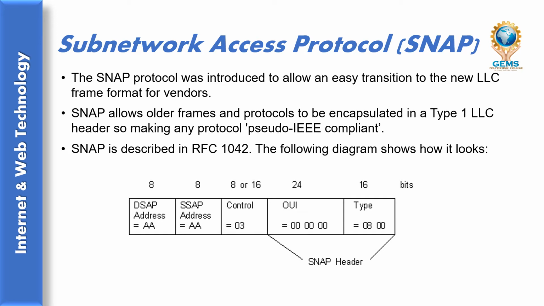Next one, subnetwork access protocol, SNAP. The SNAP protocol was introduced to allow an easy transition to the new LLC frame format for vendors. Subnetwork access protocol allows older frames and protocols to be encapsulated in a type 1 LLC header, so it makes any protocol pseudo IEEE compliant. SNAP is described in RFC 1042. Here one of the diagrams shows how it looks, that is the SNAP header.